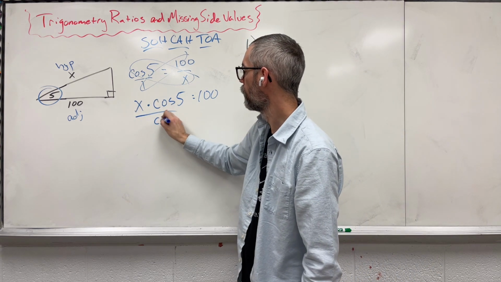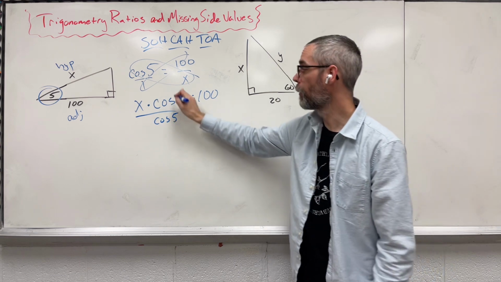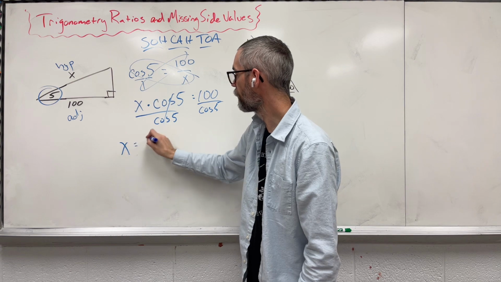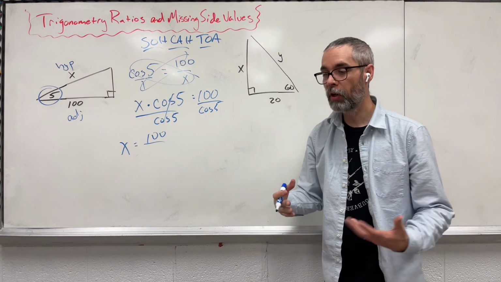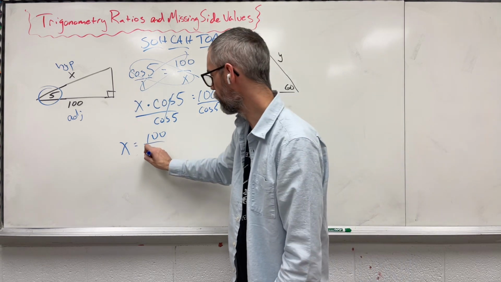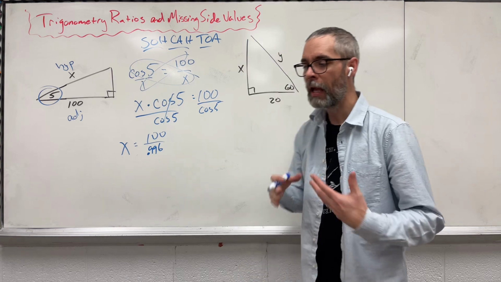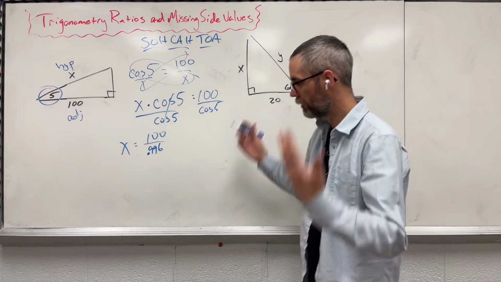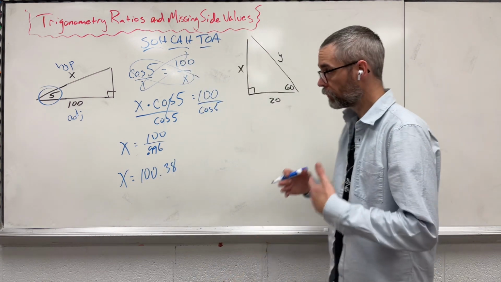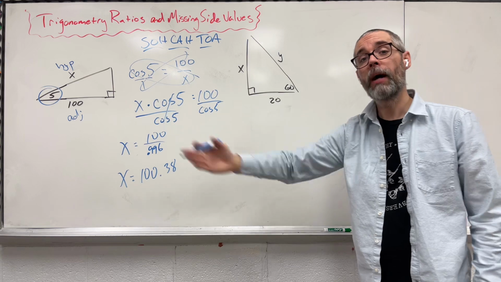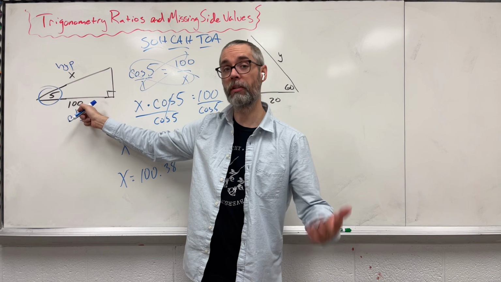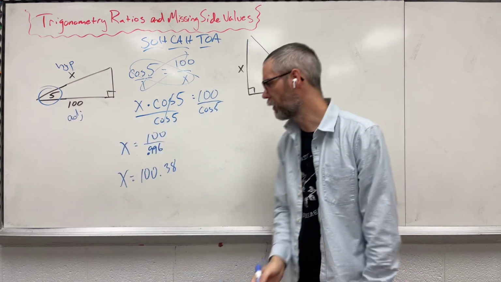From here, we can divide by that ugly number, cross them out, and we are left with x equals 100 over cosine of 5. When I punch this into the calculator, cosine of 5 is going to be 0.996, I think it is. And then as we simplify that, x equals 100.38. Being that x is our hypotenuse, that has to be the longest side of our triangle. This is just a little bit longer than that, which is good. That makes sense because that's a really, really small angle.